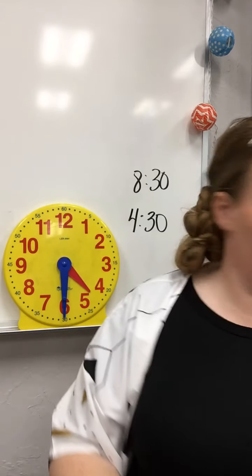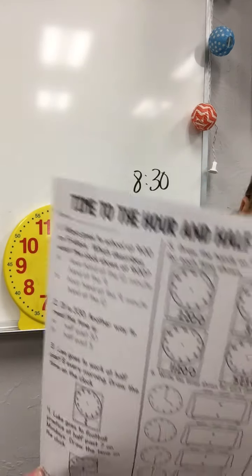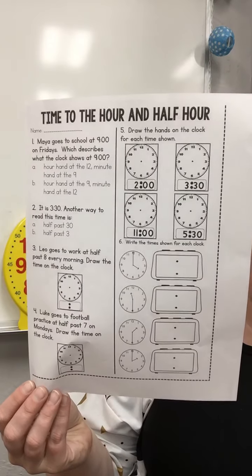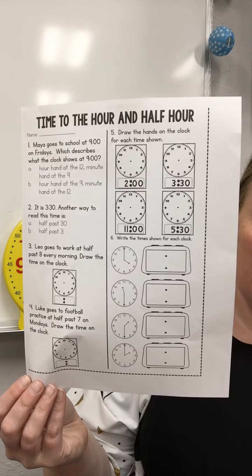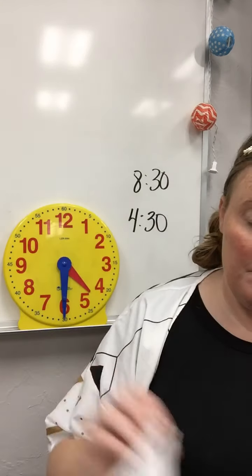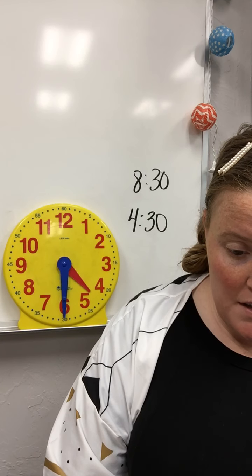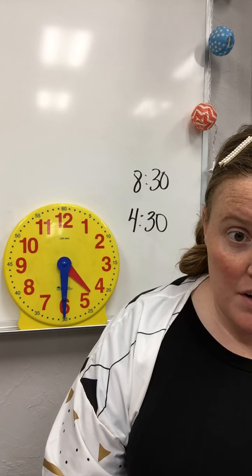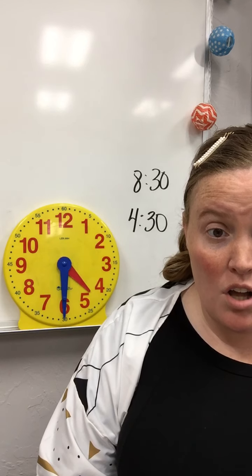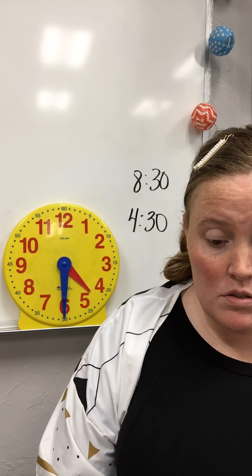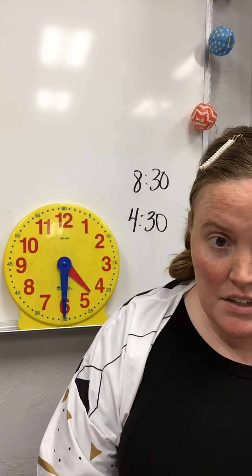You do that, and then we're going to do your last little quiz, and you'll be done. So after you finish that, you're going to find this. Time to the hour and half hour. Number 1. Maya goes to school at 9 o'clock on Fridays. Which describes what the clock shows at 9 o'clock? A, the hour hand at the 12 and minute hand at the 9.